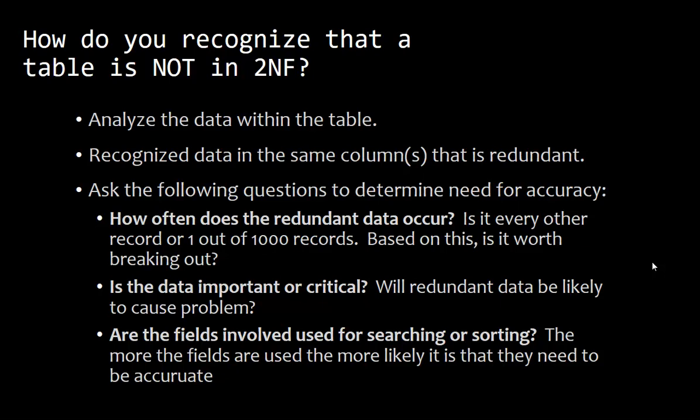Is the data important or critical? Will redundant data likely cause problems? And if we go back to our anomalies again, remember our update anomaly where we sat back and said, well, if they changed their address, could it affect multiple other records throughout the database? If the answer is yes, you need to change it, okay? If the answer is no, it's not that big a deal and it really shouldn't cause too many other issues and it's not that critical, maybe having that redundant data in your database is not that big a deal.